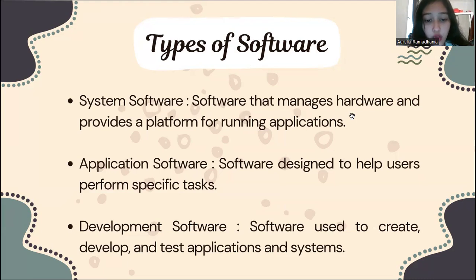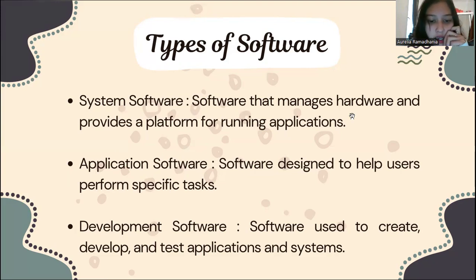First is system software. Software that manages hardware and provides a platform for running applications. For example, operating systems like Windows, macOS, or Linux. And the function is to organize and manage computer resources, including CPU, memory, and storage devices.